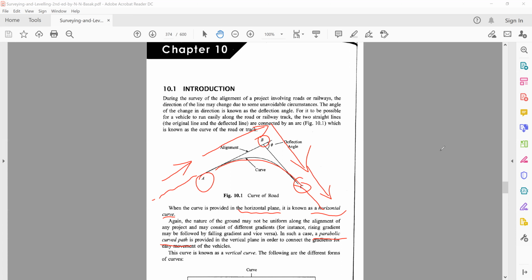So if you take this point and if you take this point, they would be radii of a circle, which is at point O, which is obviously not in the field, but if you extend these two radii, they will join at one point, which would be the center of a circle. So this would be a circle with a center at O, and at two points on the circle, you would have a curve. Whereas in a vertical curve, the curve is usually a parabola. So this is basically the difference between a horizontal curve and a vertical curve.